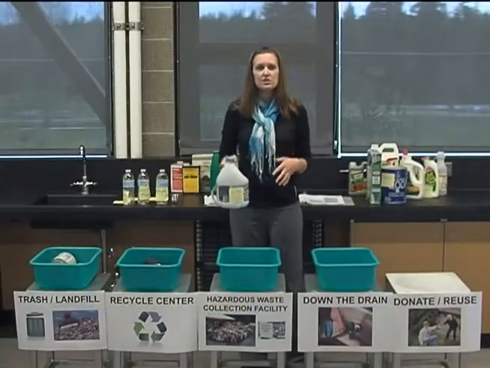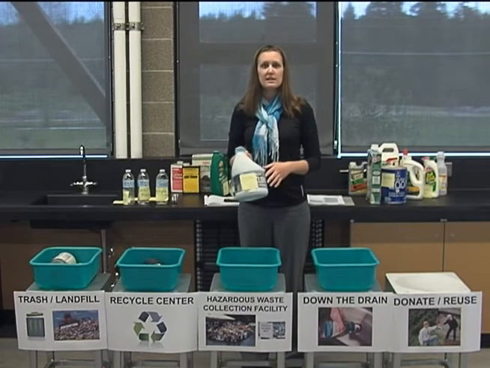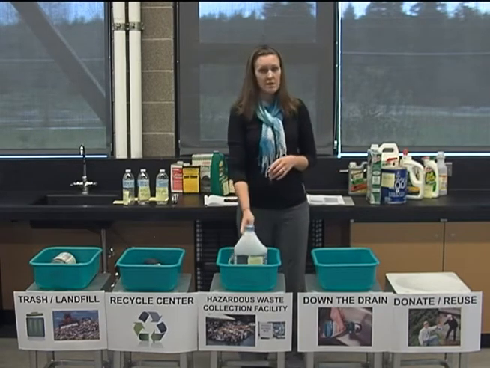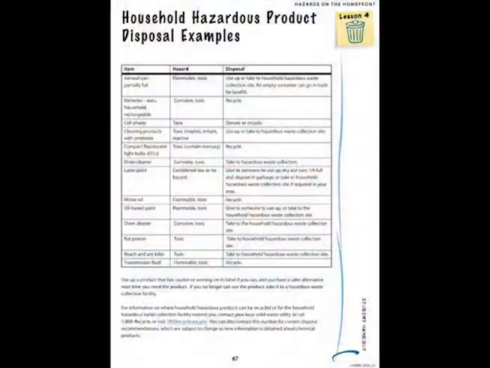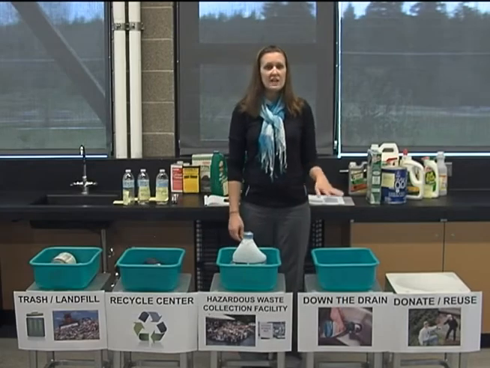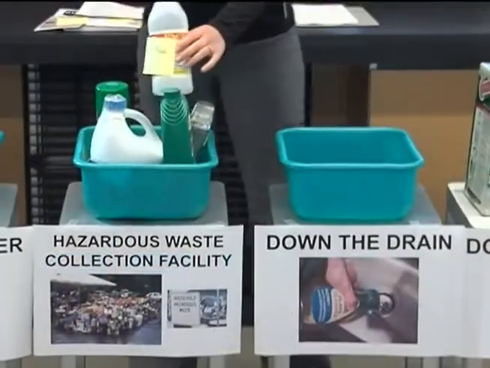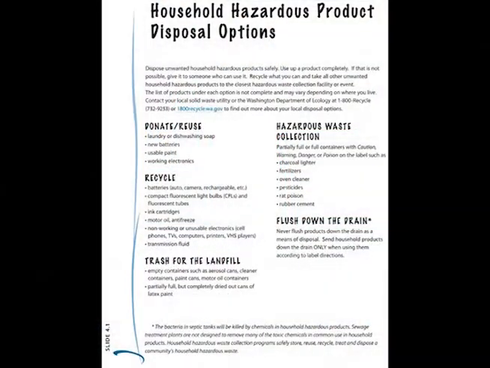Each team then has 30 seconds to predict which disposal bin their products or product labels belong in and place them there. If students need more guidance, you can provide the student handout on page 67 showing disposal examples. Students often predict many products should be flushed down the drain, thrown away, or given to the hazardous waste collection site. As a class, go over proper disposal using slide 4.1 showing the proper household hazardous product disposal options.